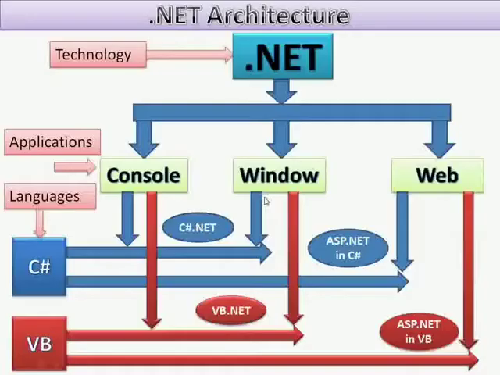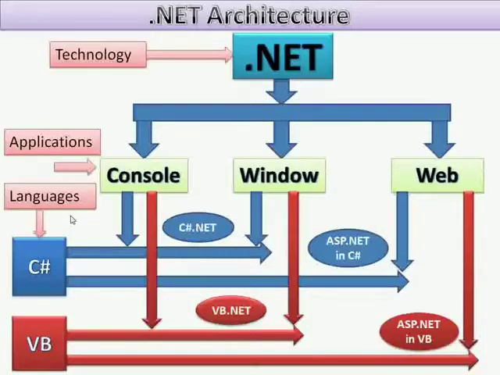Let's move back to our architecture. As I said, .NET is a technology, and using this technology we can create a number of applications like console, window and web. We already discussed what is a console and what is a window and web. Now .NET also supports a number of languages like C#, VB, JavaScript. Now many students are confused, what is C#.NET, what is VB.NET, what is ASP.NET.